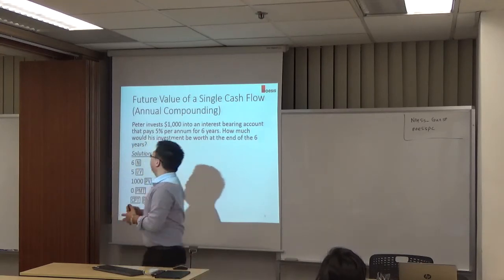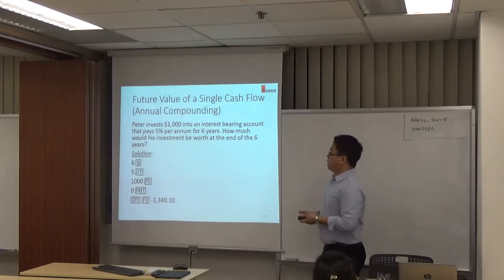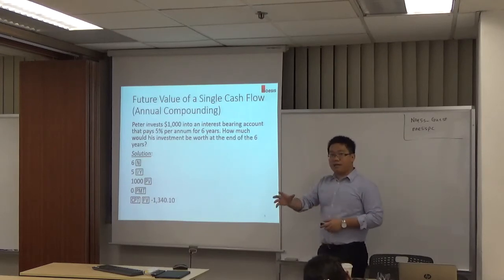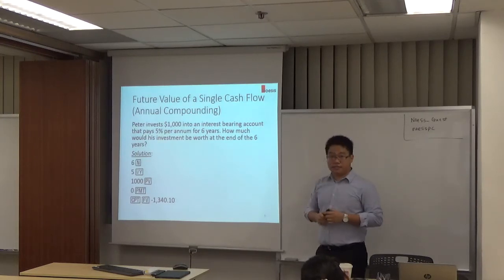Now, let's say Peter invests $1,000 into an interest-bearing account. That means that account pays him interest. And that interest is 5% per annum for 6 years. So if he leaves his money there, he should earn 5% every year. Now, how much would this investment be worth at the end of the 6 years?